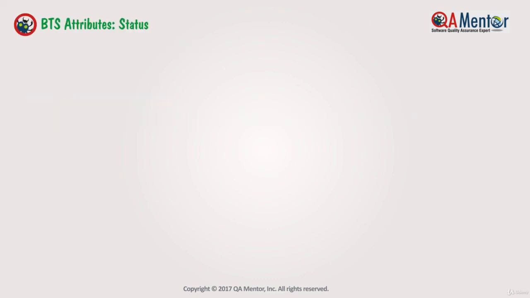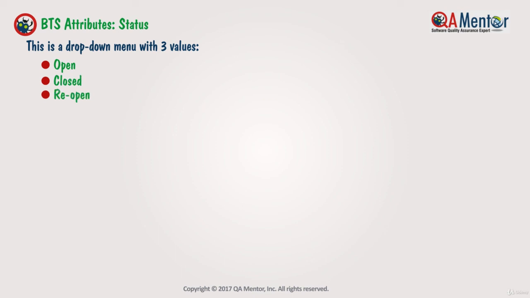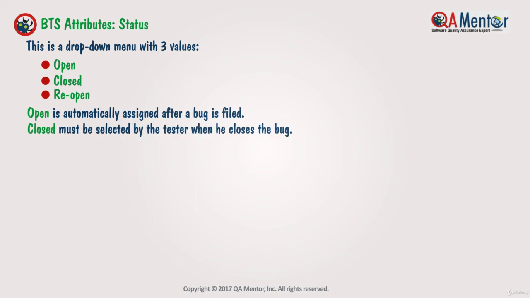BTS Attributes: Status. This is a drop-down menu with three values, open, closed, reopen. Open is automatically assigned after a bug is filed. Closed must be selected by the tester when he closes the bug. Reopen must be selected if the bug is back.